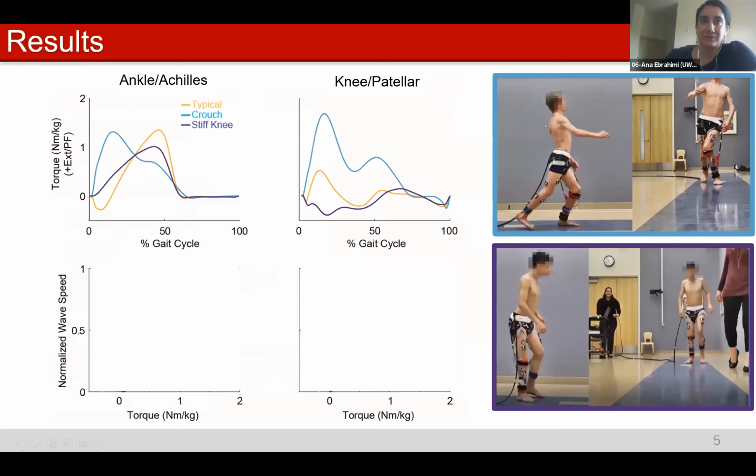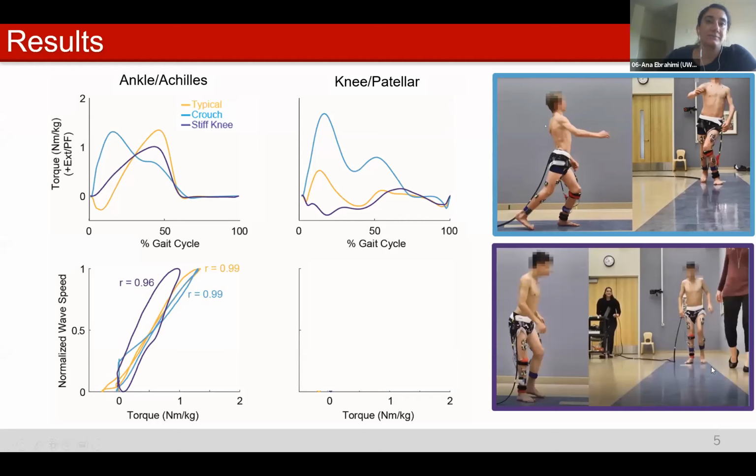I'll first share the results using representative data from a typically developing participant, a child with CP walking in crouch, which is in baby blue, and a child walking with a stiff knee gait, which is in purple. We can see that the torque curves for the ankle and knee are representative of these different gait patterns. Then looking at the wave speed versus torque in those bottom plots, we found a high correlation between Achilles tendon wave speed and ankle torque in our controls and our cases, despite heterogeneous torque patterns.